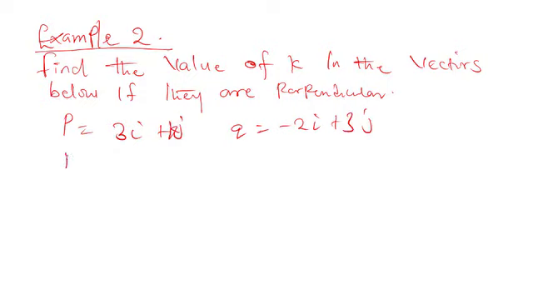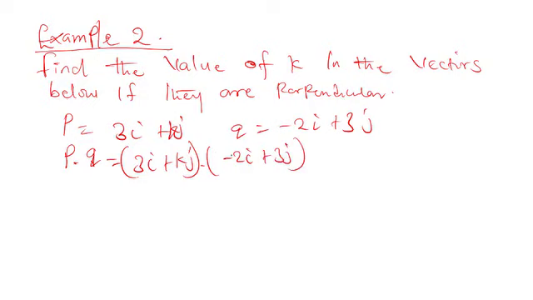Now we do the dot product. P dot Q will now be equal to 3i plus kj, just write down the vector first, dot product minus 2i plus 3j. Now we multiply it and equate it to 0 to look for the value of our k. So we now have 3i times minus 2, we now have minus 6, then plus k times 3 is 3k, is equals to 0.